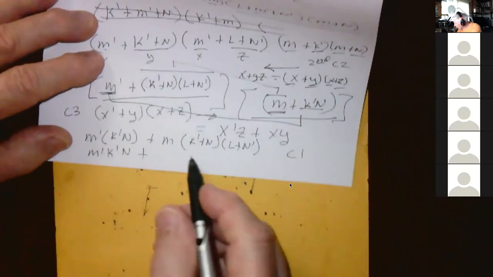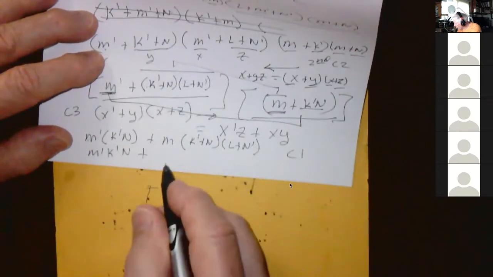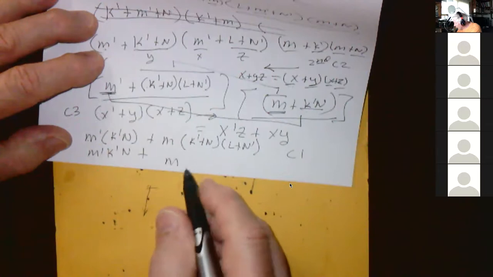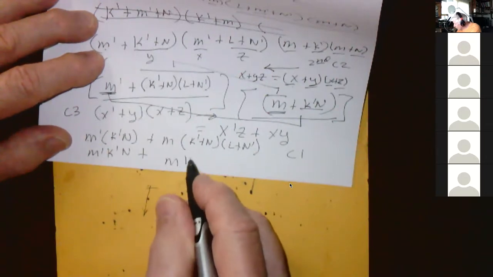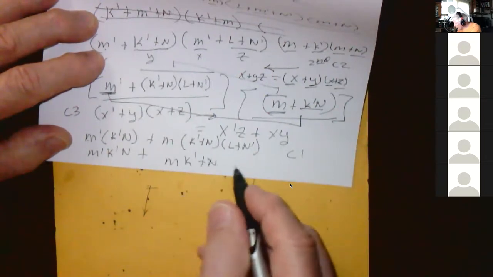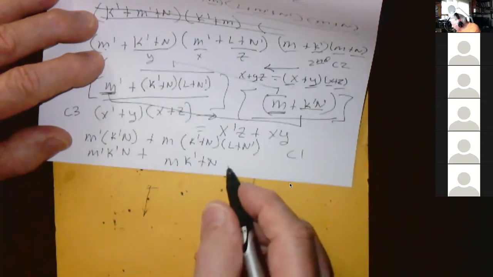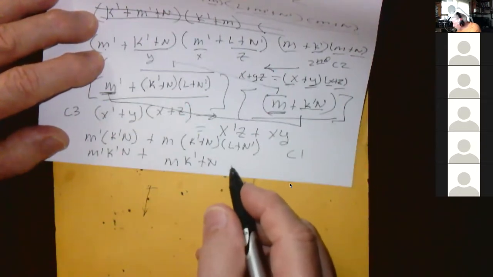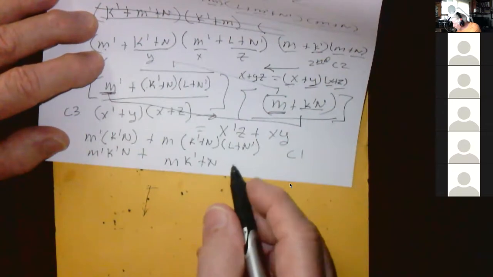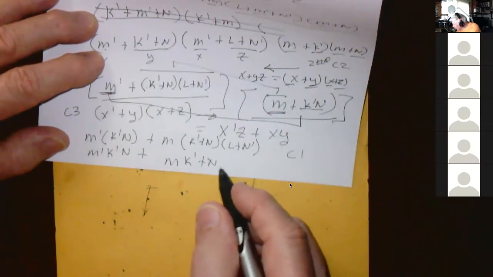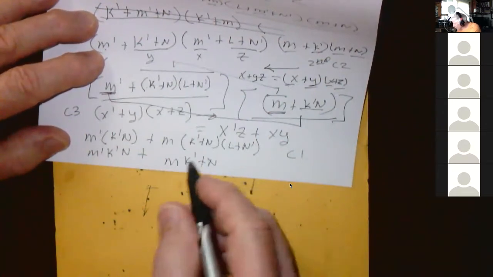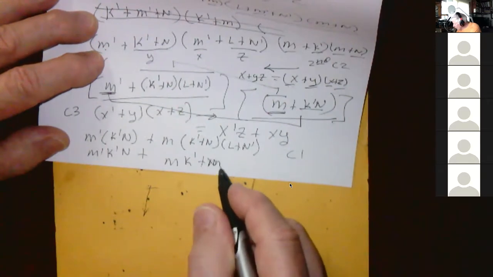Really, we just take out the parentheses there. Here we use the first distributive law. We do M times (K prime plus N), which gives M times K prime plus M times N.